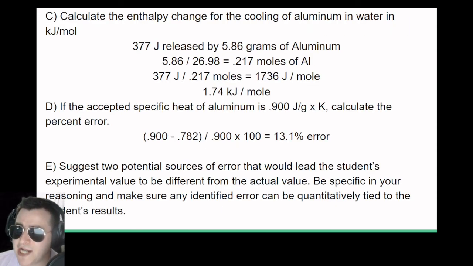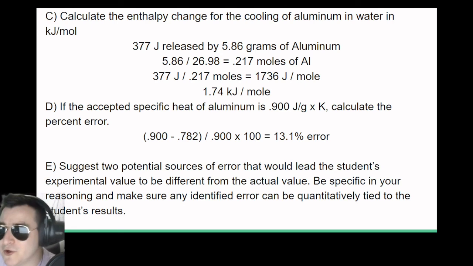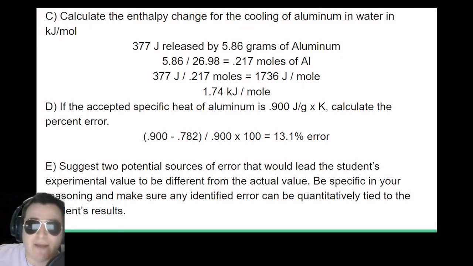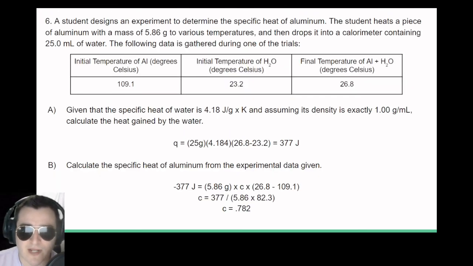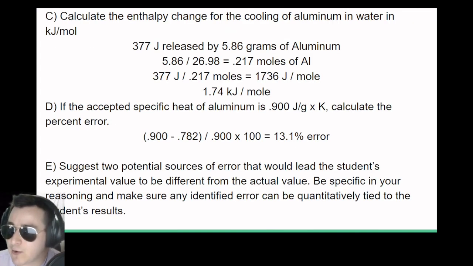Calculate the enthalpy change. This is kind of new. For the cooling aluminum in water, all they want to do is find out if I've got 1 mole of aluminum, how much energy would that mole of aluminum release? Well, I don't have a mole. I've got 5.86 grams according to this problem. So if this amount of energy was released by this amount of aluminum, I just divide this energy amount by the amount of moles of aluminum that I have, then I get the joules per mole that I'm looking at. Once again, emphasizing the concept we talked about earlier in here.